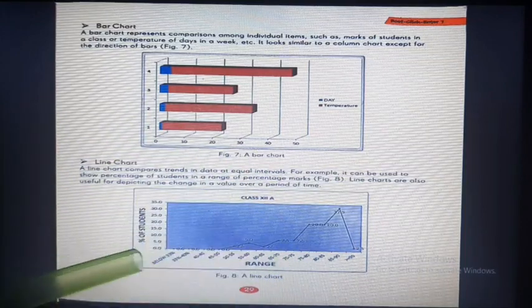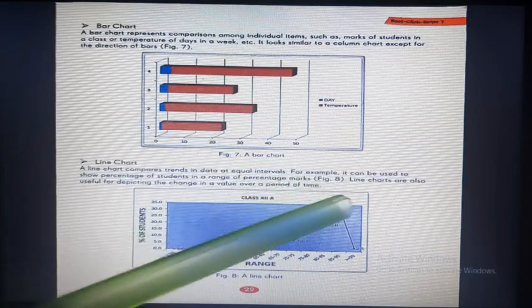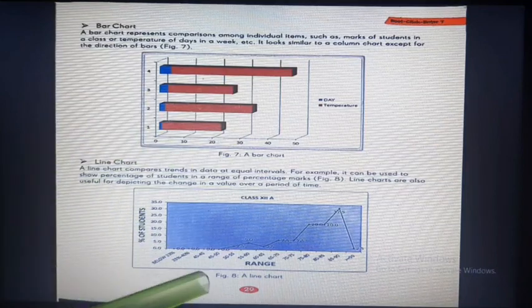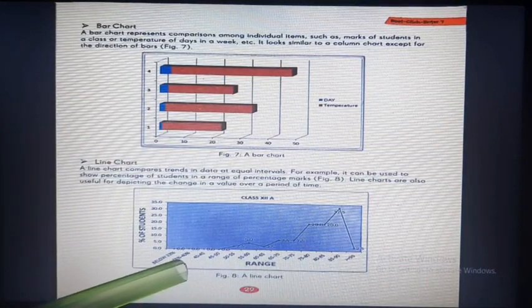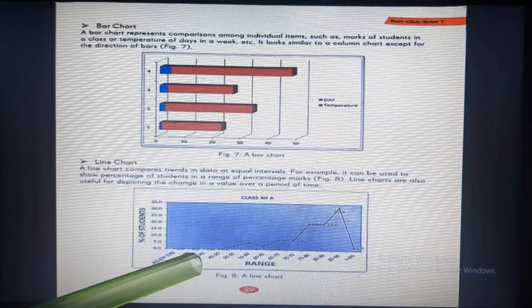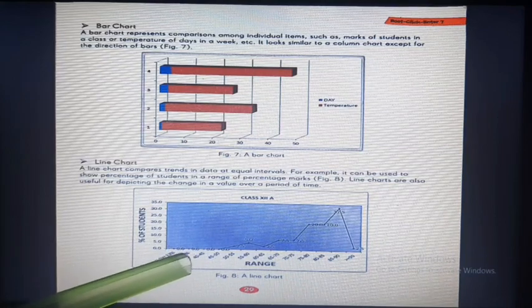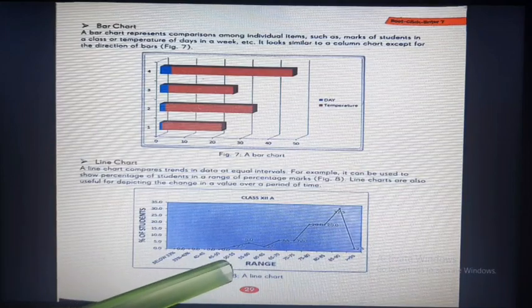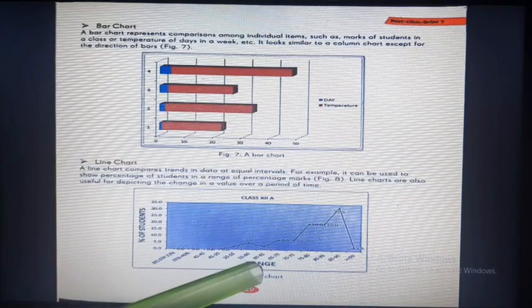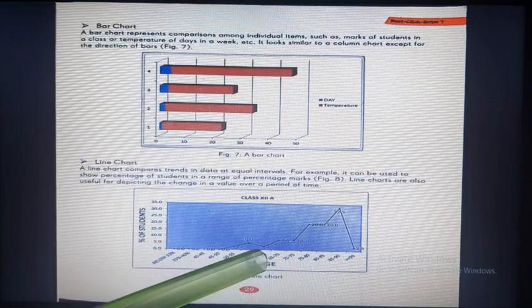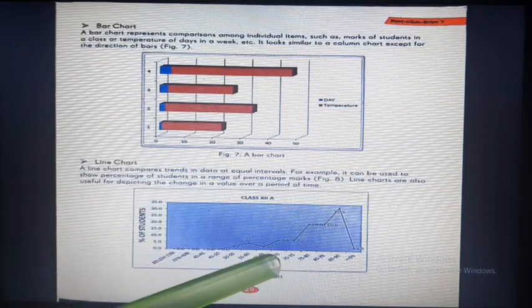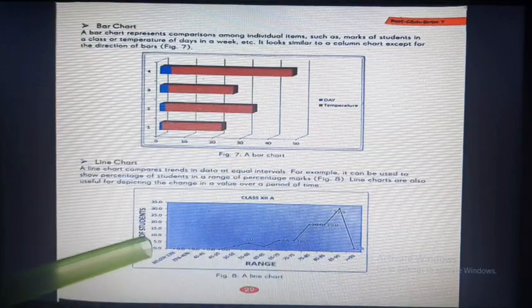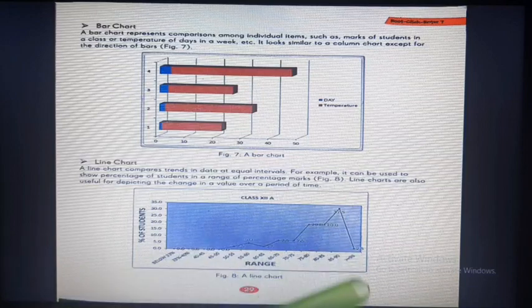Percentage of marks in a student. Below 33, 33 to 40, 40 to 45%, 45 to 50, 50 to 55, 55 to 60%. Percent of students is 5% for 50 to 60.